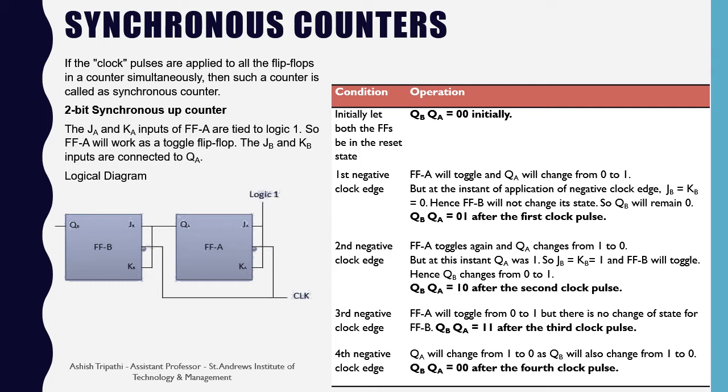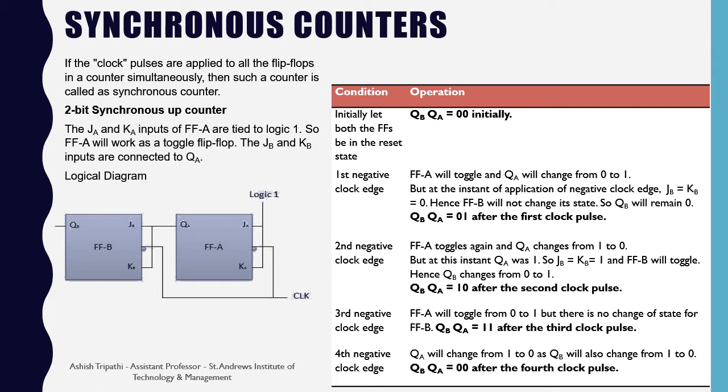We have applied logic 1 to both J and K of flip-flop A, and the clock is applied to both of the flip-flops. Just see that the output of flip-flop A, that is QA, is being applied to the input of flip-flop B at JB and KB. So here you can see the operation of this synchronous counter.